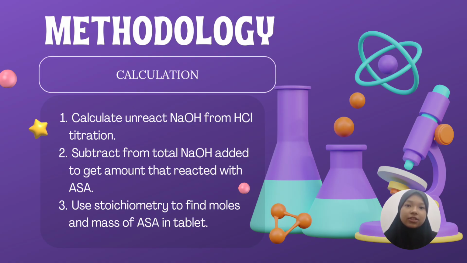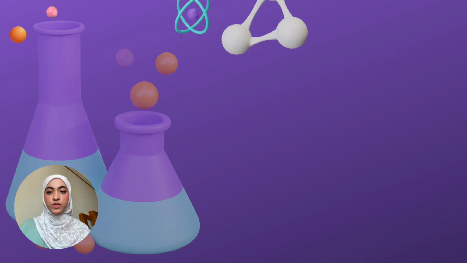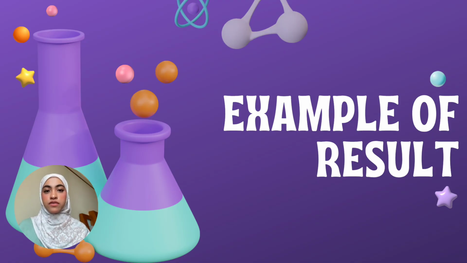Using the stoichiometry ratio between NaOH and ASA, the moles and mass of ASA present in the tablet were calculated. Finally, the percentage purity of ASA in the tablet was determined by comparing the experimental mass to the labeled mass. So now we move on to the example of result.